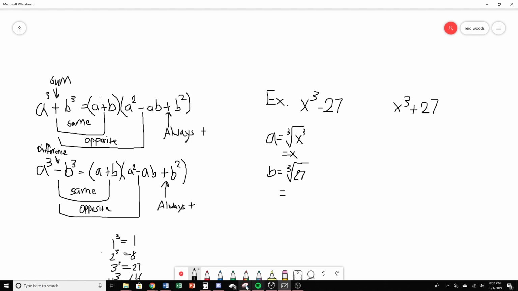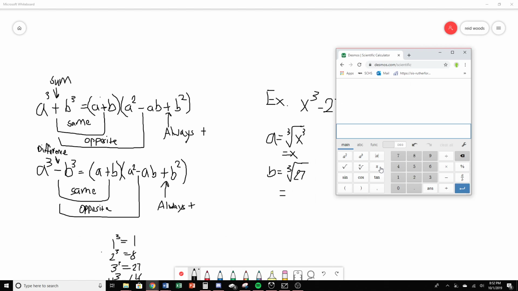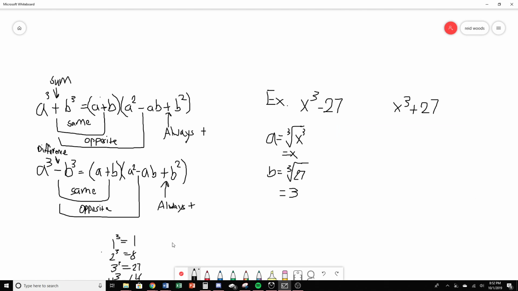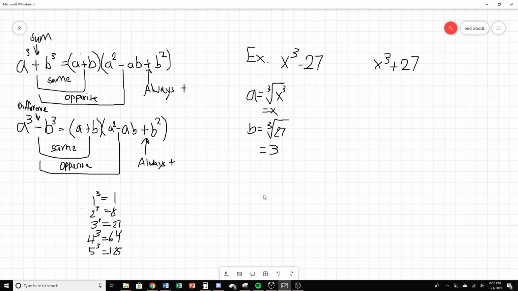And to take the cube root, you can use a calculator for this. I have a Desmos calculator. I'm going to put a 3 there, and we're going to put the 27 here. I'm going to hit enter, and I get a 3. So that's the cube root of this one. And we could have gone back down here, looked at our chart. 3 cubed is 27, so we knew that.